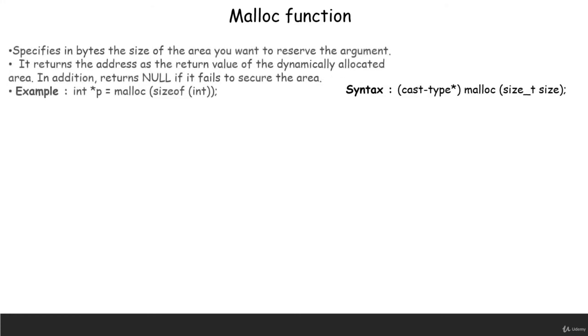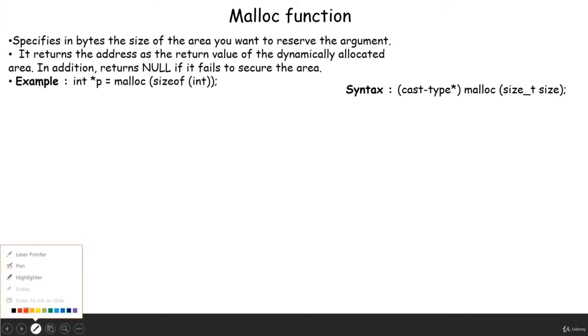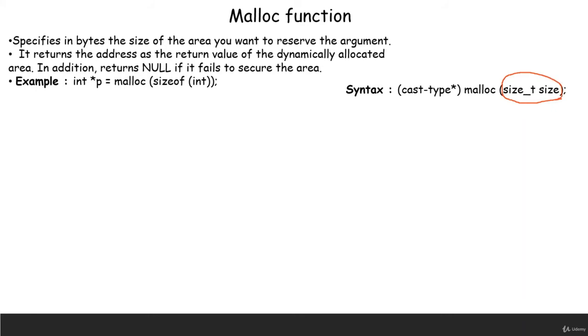The very first function is the malloc function, and here is its syntax. Let's discuss how the malloc function works. The syntax says cast type asterisk malloc(size_t size), which will allocate the memory to the pointer. Here size_t size stands for the specified size. How does malloc work? It specifies in bytes the size of the area you want to reserve as the argument. Meaning here you will tell malloc how much size you want to allocate.